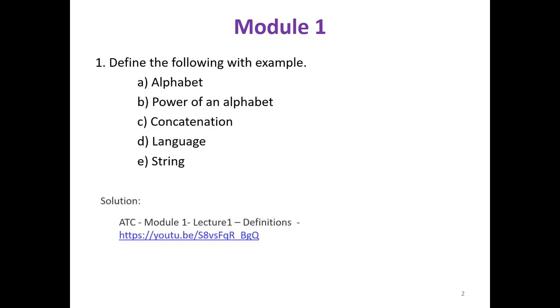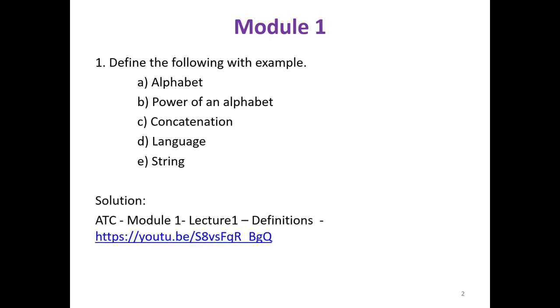So with this note, let us start with the first. The first question is to define the following with examples: alphabet, power of an alphabet, concatenation, language, string. All these definitions with examples are already explained in my video lecture of module 1, lecture 1, consisting of definitions with examples. So you can watch this video.